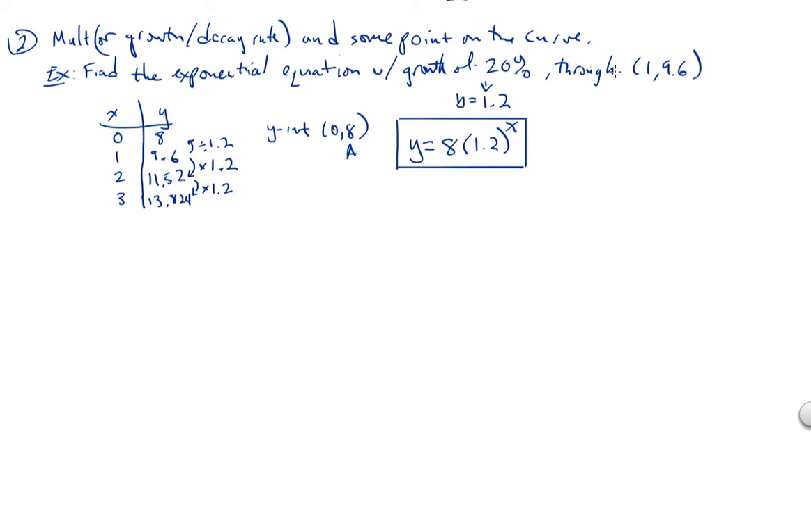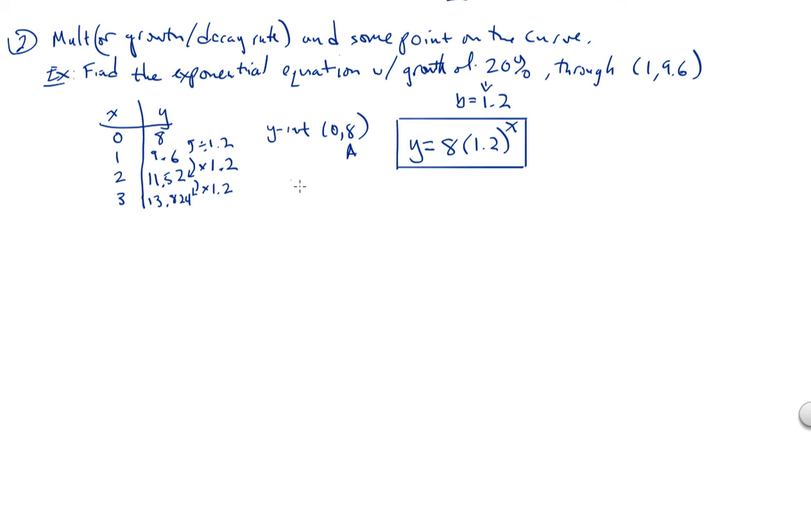Now, if the point we were going through was not a nice one where we could just step back dividing by 1.2, it gets a little bit trickier. If they gave us 13.824 instead at x equals 3, well, we'd have to divide by 1.2 three times, or 1.2 cubed. And so how far this y value is from the y-intercept is a factor. You have to divide it by a certain power of 1.2, your multiplier, your b value. That power you divide by is determined by this distance here, 3 minus 0, or 3.